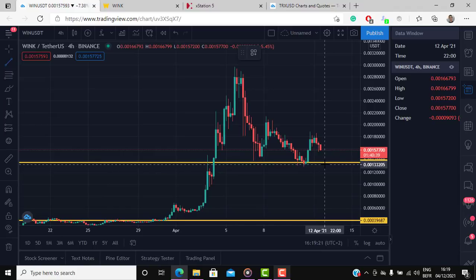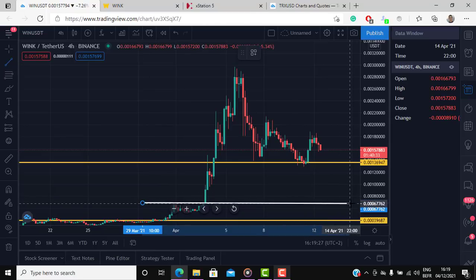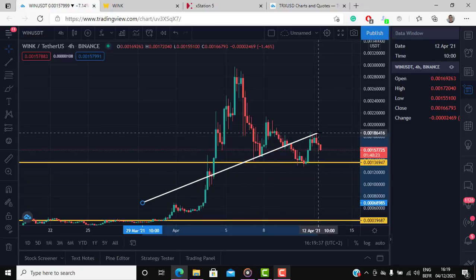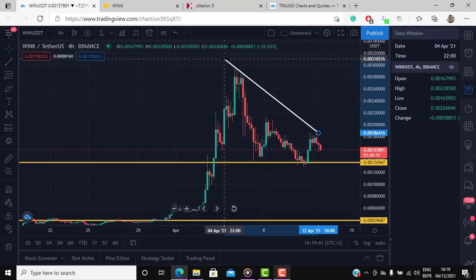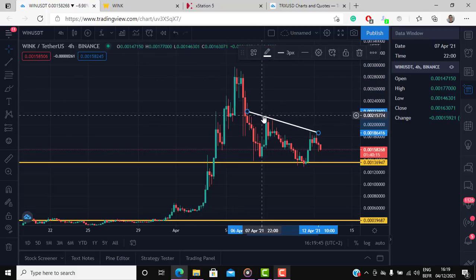If we do break below this line here, the next level to watch for is this one, which is the level of 0.06. You see there's a big gap here. We might pause around here, but there's a big gap, and this is a very risky area to trade in. So this is why I personally wouldn't touch Wink at the moment. It's a very promising project, but the technicals are not aligned.